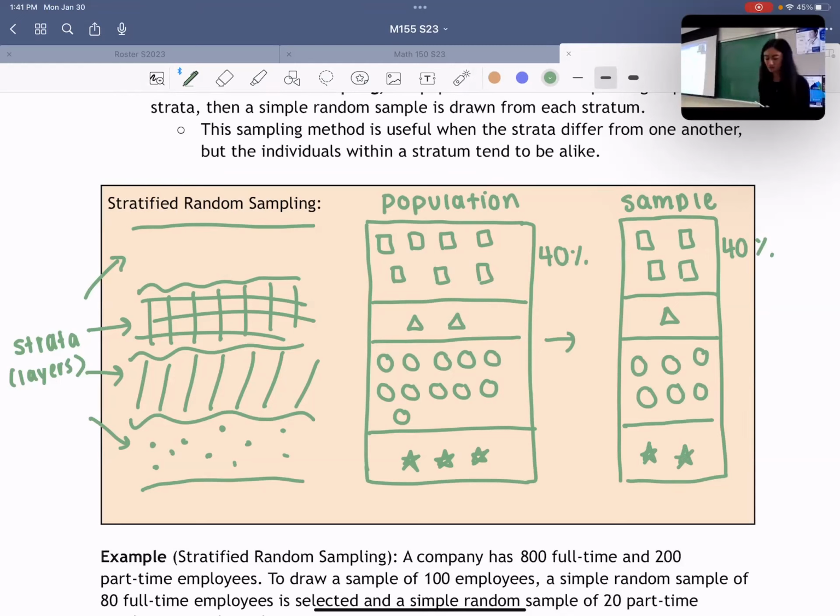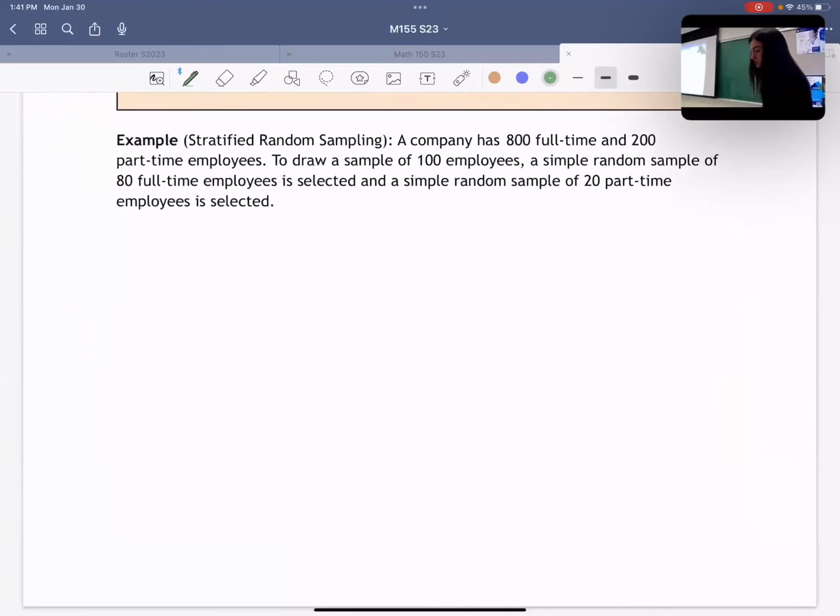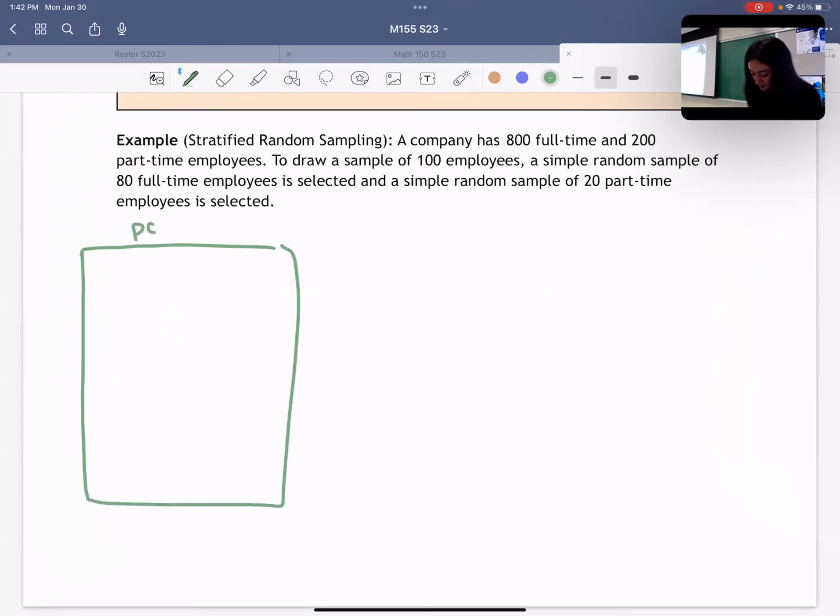All right. Now, I gave you a silly example with squares and triangles and stuff. Let's do something like in real life that actually has numbers attached to it, okay? Okay, so let's say we have a company. There are 800 full-timers and 200 part-timers, okay? Whenever I do something like this, I always draw a picture because it makes a little bit more sense to me. So let me just draw out my population. This is my population.